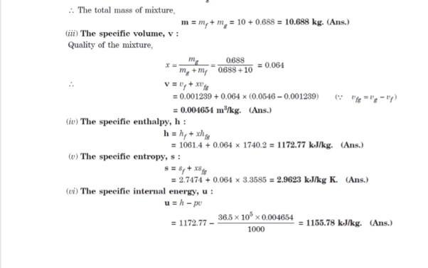Then you have to determine the specific entropy. s equals sf plus x sfg. This is the standard formula for entropy, just as h equals hf plus x hfg is the standard formula for enthalpy.